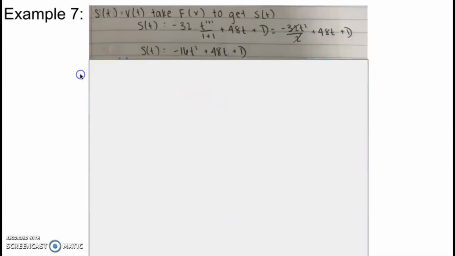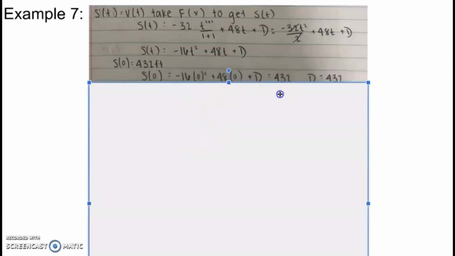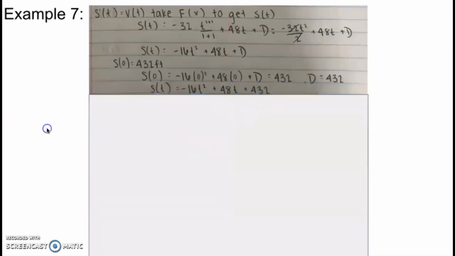Then we can rewrite it and clean it as s of t equals negative 16 t squared plus 48t plus our constant d. We know that s of 0 equals 432. So without even plugging in, even though we can, we know that d will equal 432, which gives us our full equation for s of t, which is s of t equals negative 16 t squared plus 48t plus 432.